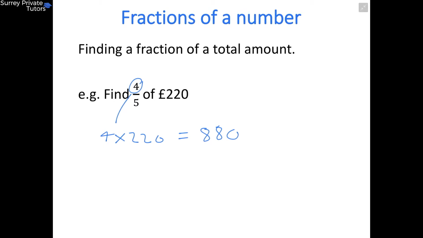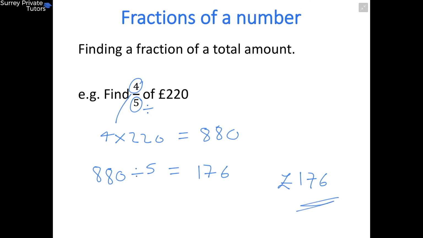Now you want to take your denominator and you want to divide by your denominator. So you're going to do 880 divided by 5. And you'll possibly have a calculator for this sort of question. If you don't, you can always use long division. And 880 divided by 5, that's going to give you 176. So that means that 4/5 of 220 is £176.